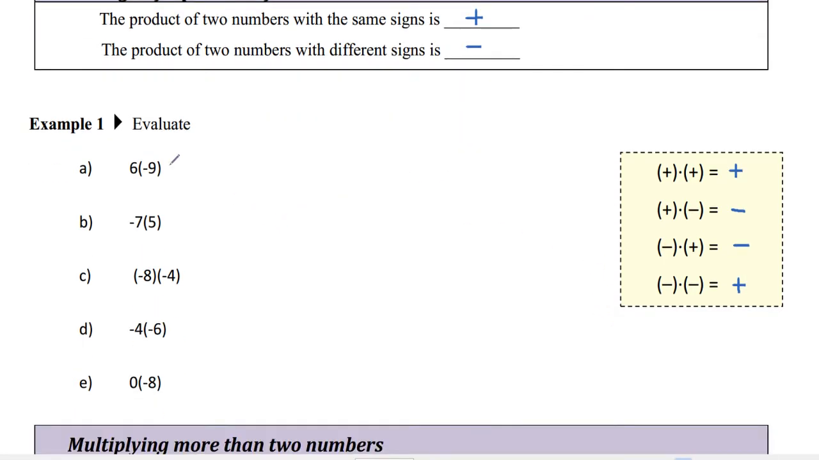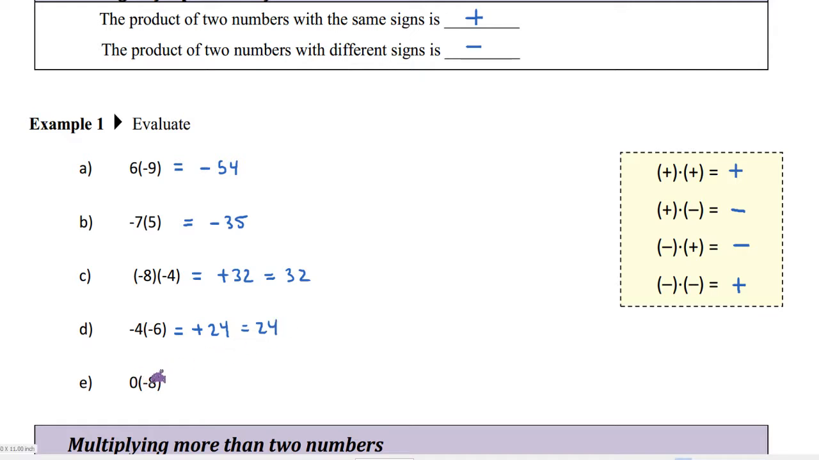So just some quick examples here. 6 times negative 9, you'll get negative 54. Negative 7 times 5, right? They're different signs, so we're going to get a negative again, and 7 times 5 is 35. Negative 8 times negative 4, we're going to get a positive, 8 times 4 being 32. You could just write it without the positive there. That's fine. Negative 4 times negative 6, again, negative times negative will give us a positive. 4 times 6 is 24.